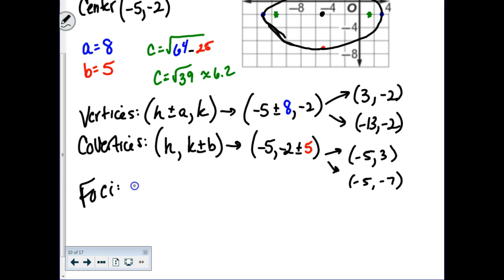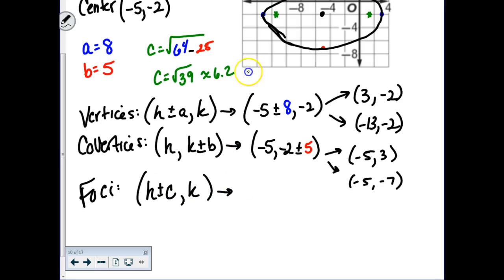They're located on a horizontal ellipse at h plus and minus c comma k. So notice the vertices and the foci formula are almost the same on either type of ellipse, except on the vertices you add the full a distance, and on foci you're only adding a distance of c.